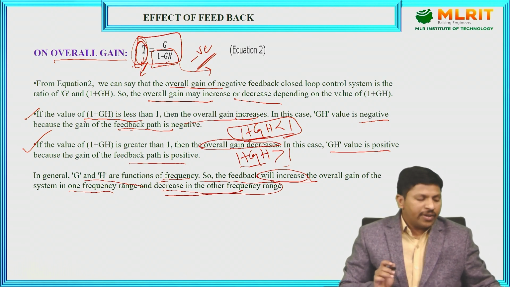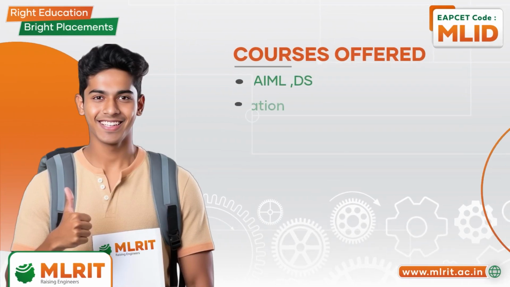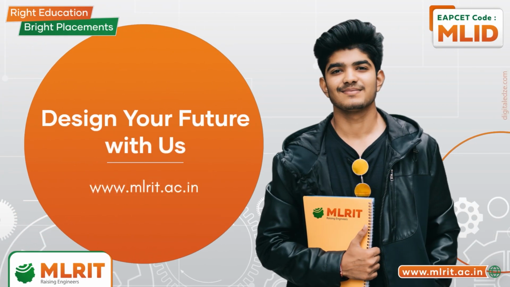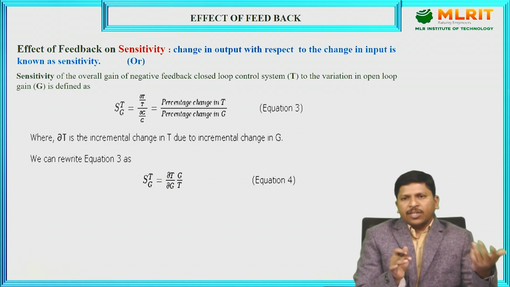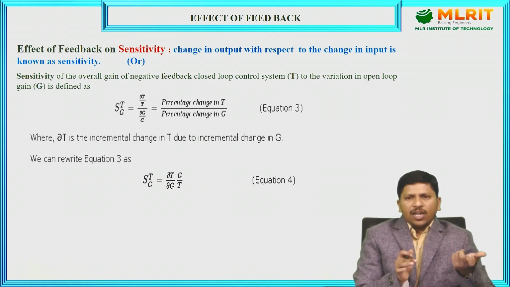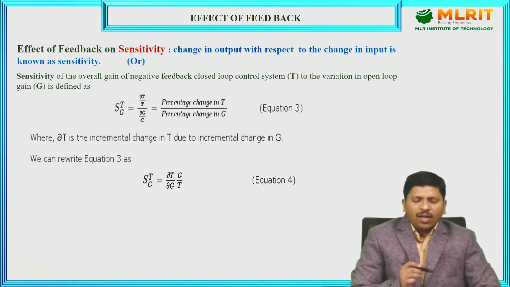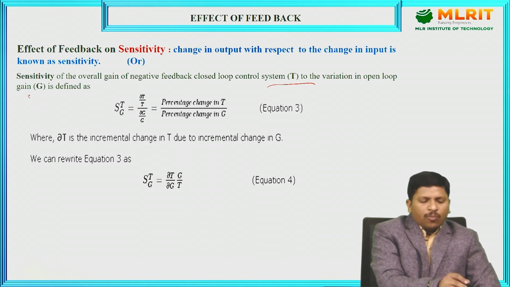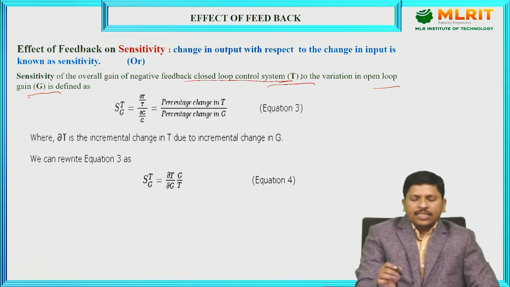Okay, next coming to the effect of feedback on the sensitivity. What is meant by sensitivity? The change in the output with respect to the change in the input is known as the sensitivity. Or else, sensitivity can be defined as the sensitivity of the overall gain of the negative feedback closed loop control system T to the variation in the open loop gain G. Here the open loop gain is G, and the overall gain of the negative feedback closed loop control system is T.